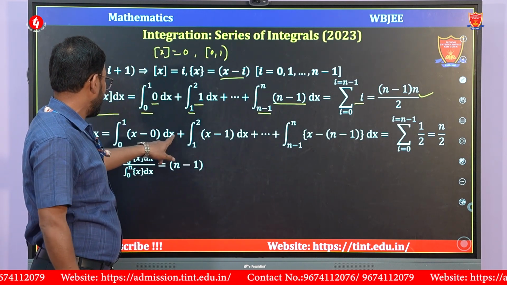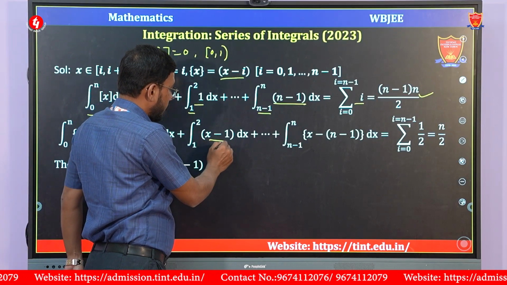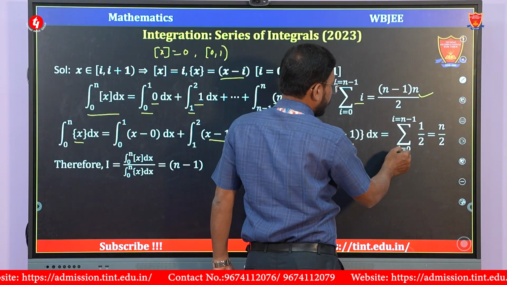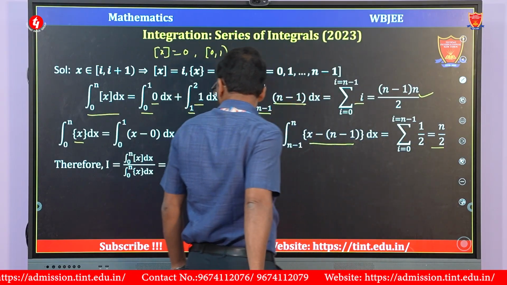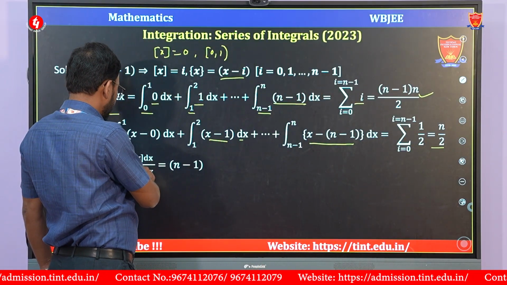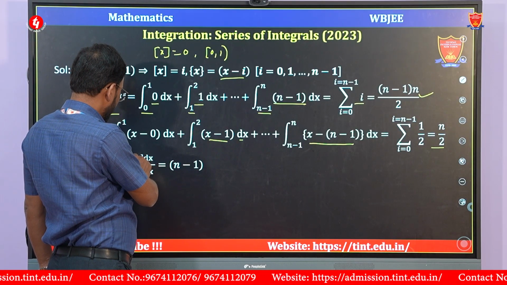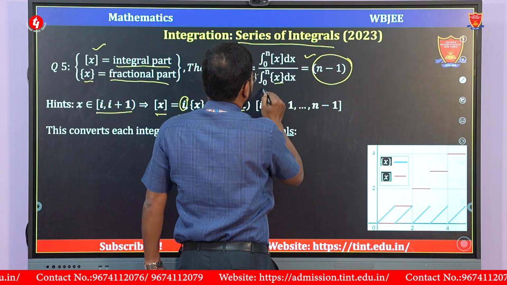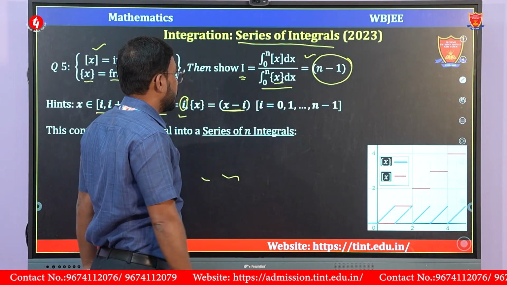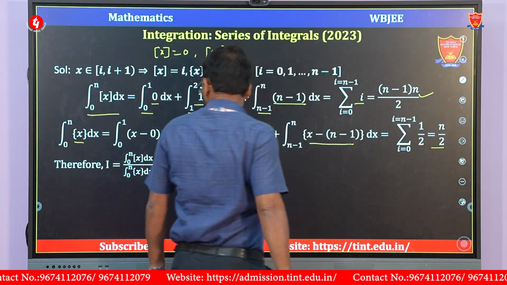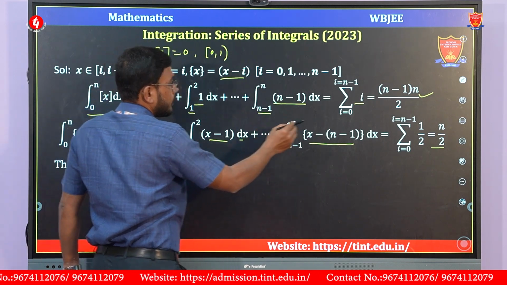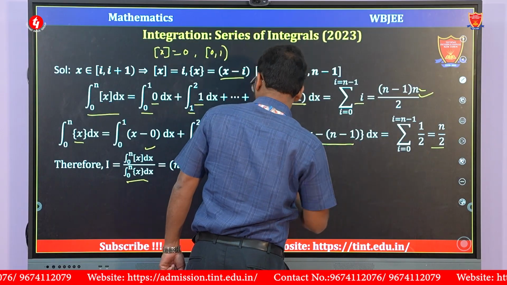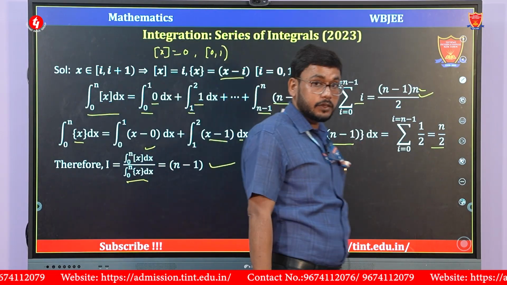So, integral of x minus 0, 1 to 2 x minus 1 into dx, like x minus n minus 1 into dx, or this is a sum from 0 to n minus 1, half n by 2. So, therefore, I is, as per the given problem, this is the integral. So this part is n minus 1 by n by 2, and this part is your n by 2. So, simplify, you get n minus 1.